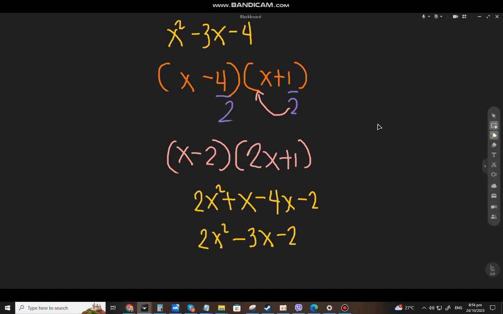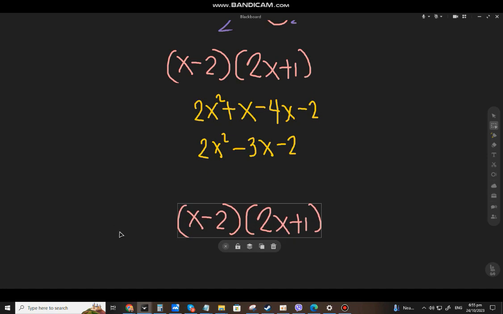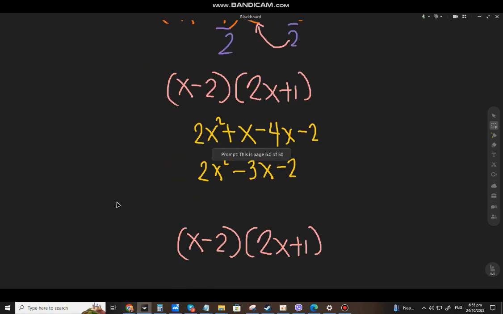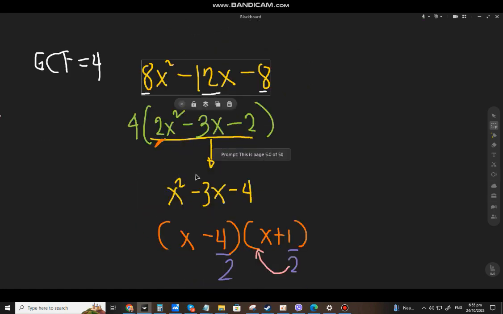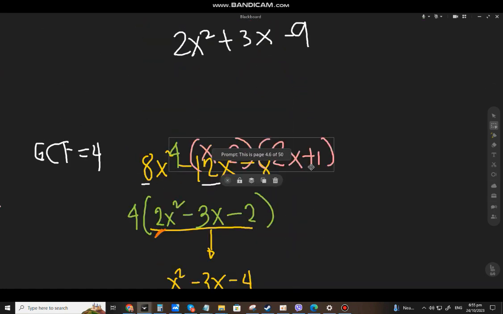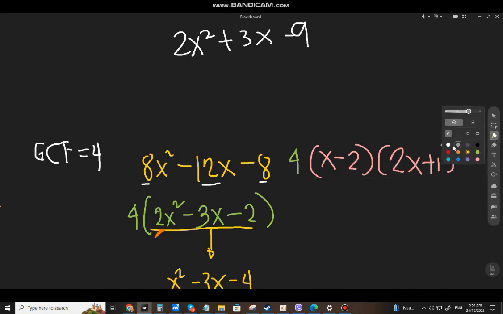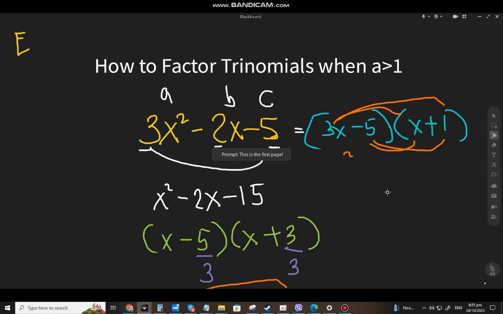So the factored form, this one, I'll just copy paste this one. And remember, we have a 4 here, right? We'll put it here. So the factored form of 8x squared minus 12x minus 8 is 4 times the quantity x minus 2 times the quantity 2x plus 1. Yes, and that's the end of the lesson on how to factor trinomials when a is greater than 1.